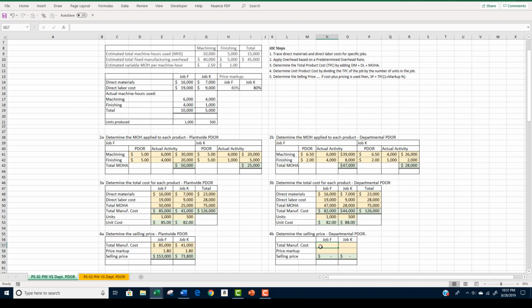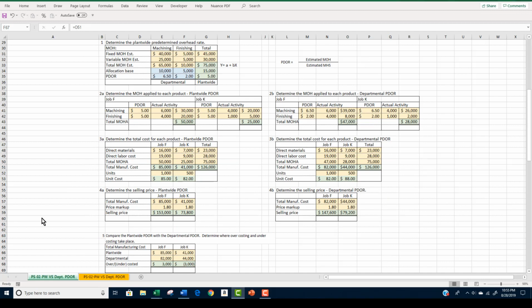The manufacturing cost of job F was $82,000. And since our markup is 80%, we will multiply the $82,000 by 1.80. The selling price would be $147,600. For job K, the total manufacturing cost was $44,000. To get a selling price, we multiply the $44,000 by 1.80. The selling price for job K is $79,200.